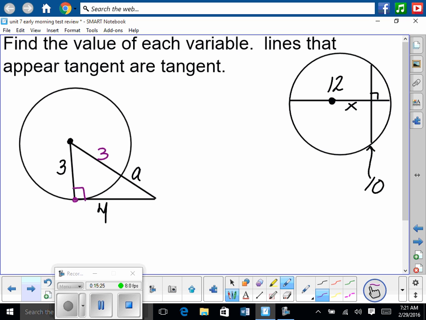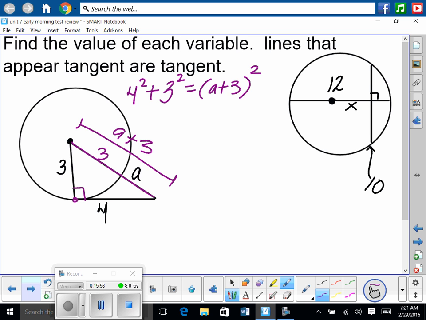Side 1 squared plus side 2 squared is equal to the hypotenuse squared. The hypotenuse is across from the 90-degree angle. That has to be in that part of the equation. So our hypotenuse, I'm going to write it out like this for myself, wouldn't it be a plus 3? Okay, so side 1 squared, 4 squared, plus side 2 squared, which happens to be 3 squared, is equal to the hypotenuse all squared. So that whole hypotenuse is a plus 3, all squared. Is everybody good with that?